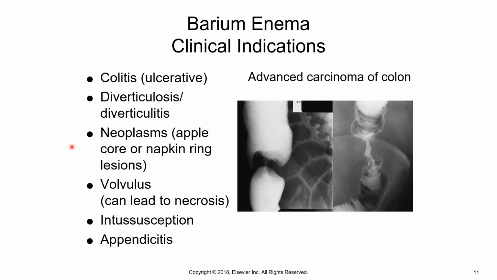Neoplasms, again, these will represent as filling defects. Sometimes they will reference that they have an apple core or a napkin ring lesion. You can see that here. They reference it looks like a napkin ring, the things that would hold a cloth napkin together, or this as an apple core sign. Okay, so that would be indicative of a neoplasm.